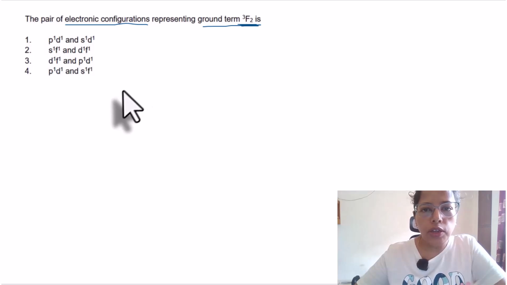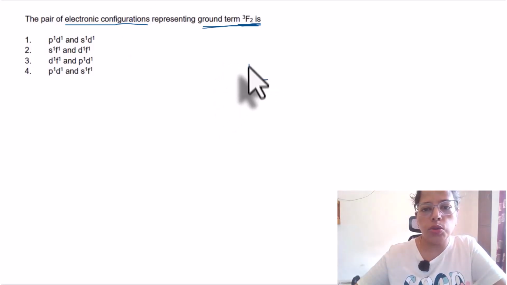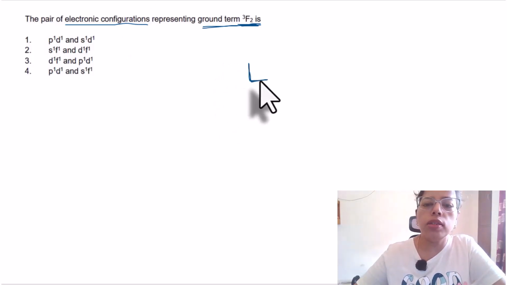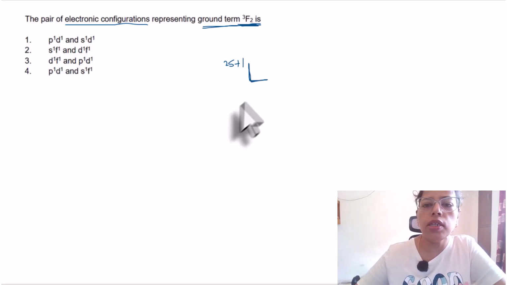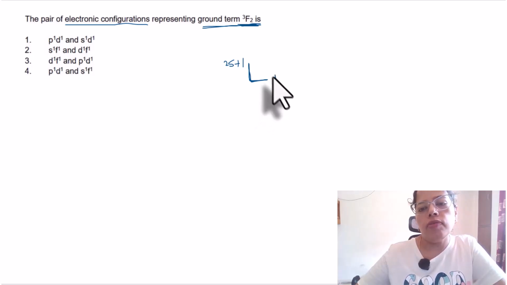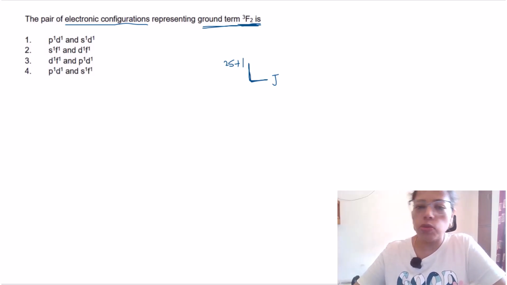Now, we very well know that while representing a term symbol, we have the base term, which is represented by L, the total orbital angular momentum quantum number. Then in the superscript we have 2S plus 1, that is the spin multiplicity, and in the subscript we have the J value, that is the L plus S value, the spin and orbital angular momentum quantum number.